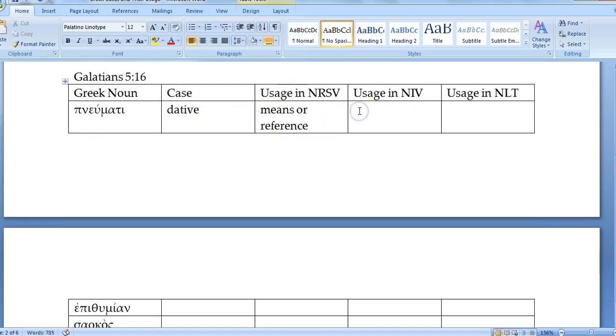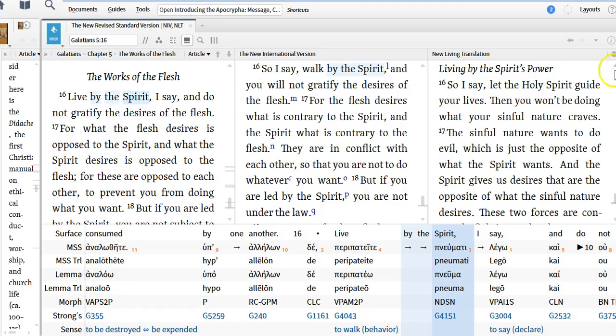And we would say the same for the same words in the NIV. The NLT, again, gives us a very free rendering. Let the Holy Spirit guide your lives. But what it has done here, while again it is not really interested in representing pneumati as any kind of dative in translation, it has clearly understood pneumati as a dative of instrument.